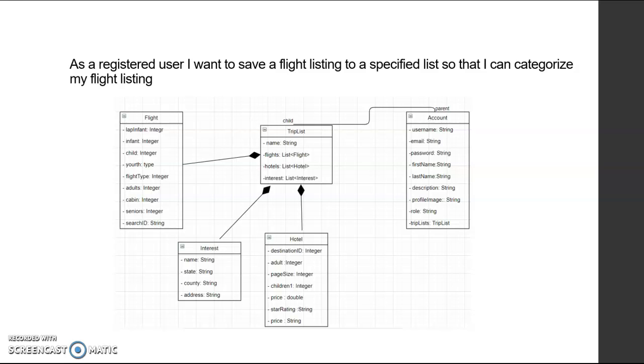And for this same user story, I went ahead and made a UML diagram showing the parent relationship between account and trip list, and how trip list is containing all of flight, interest, and hotel. So that's the relations between each of these classes here. That's kind of how we accomplish being able to save efficiently to a specified list, or saving flight information and interest information to a specified list.